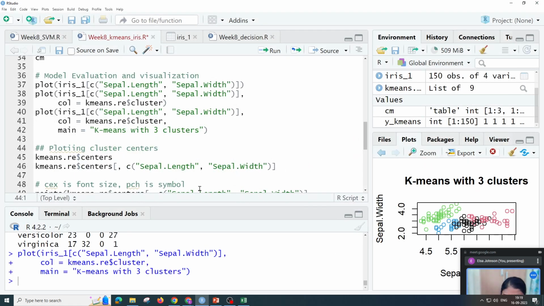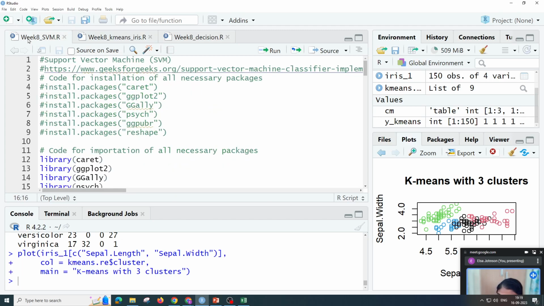Since we have given the number of clusters as 4, it has formed like this, but that doesn't have any meaning, because we already know it's a supervised problem. We already have the labels as 3 classes, right? So that's the k-means clustering. Now next, we'll look at SVM.